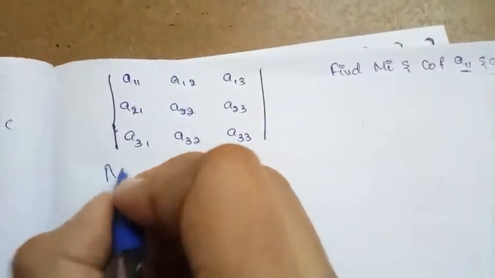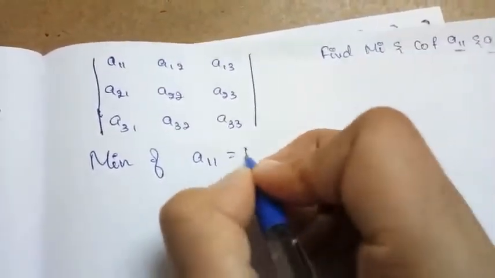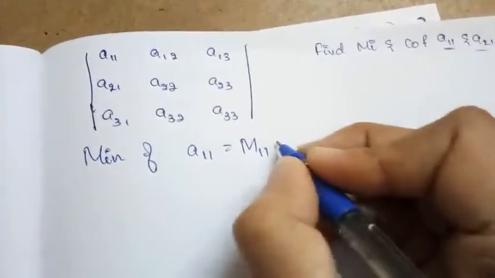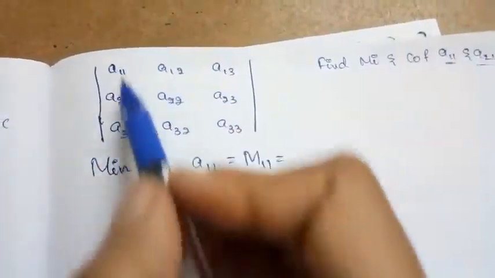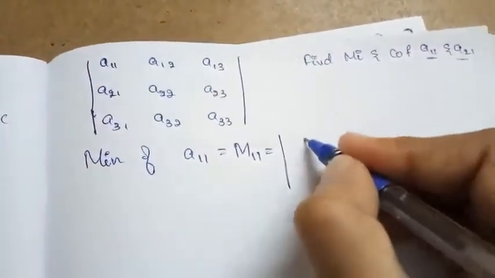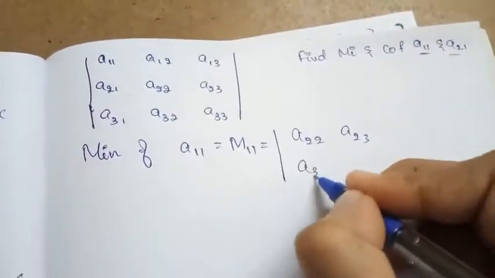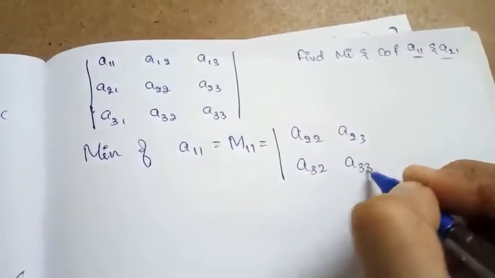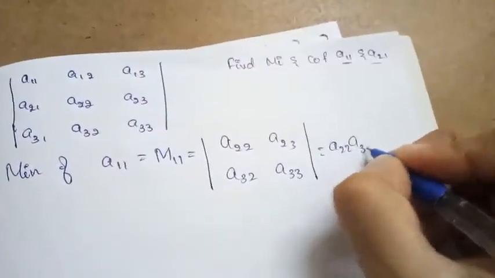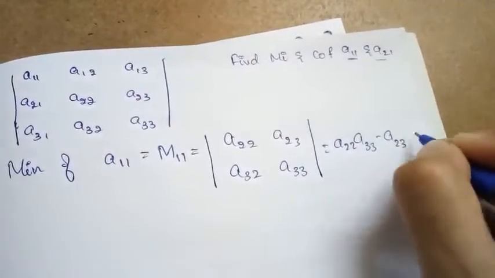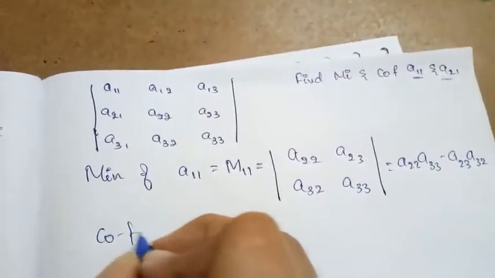The first thing, let us find the minor of the element A11, that is nothing but M11. How are we going to get it? It is obtained by deleting the row and column containing A11. So that is nothing but A22, A23, A32 and A33. So what is the determinant value of this one? A22 into A33 minus A23 into A32. Now what is the cofactor?